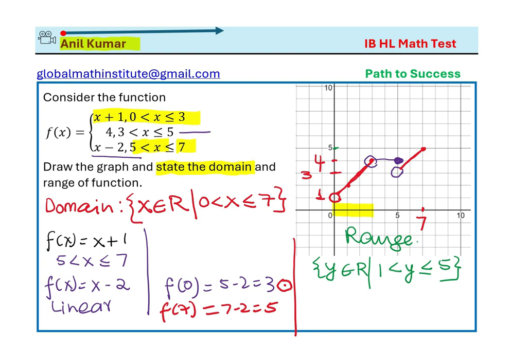So we have seen how to sketch a piecewise function, and how to find domain and range. Now here are a few more things which you need to work on. You see at 5 there is a discontinuity. So let me write more characteristics: discontinuous at x equals 5. And this type of discontinuity is a jump discontinuity.